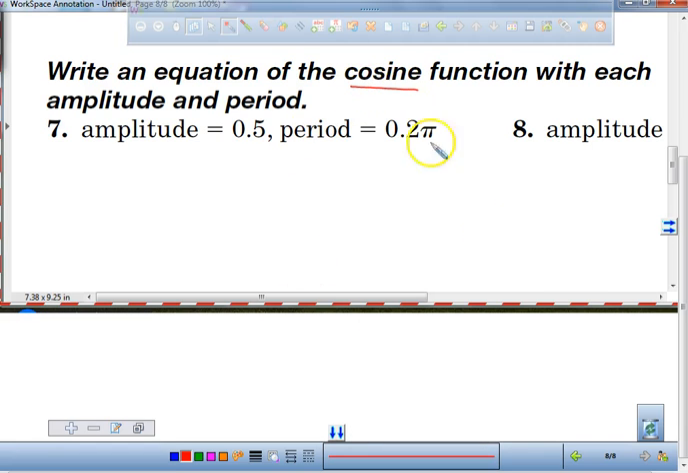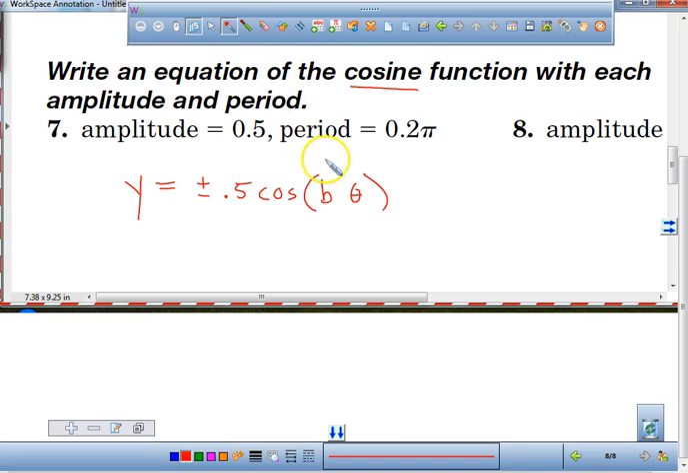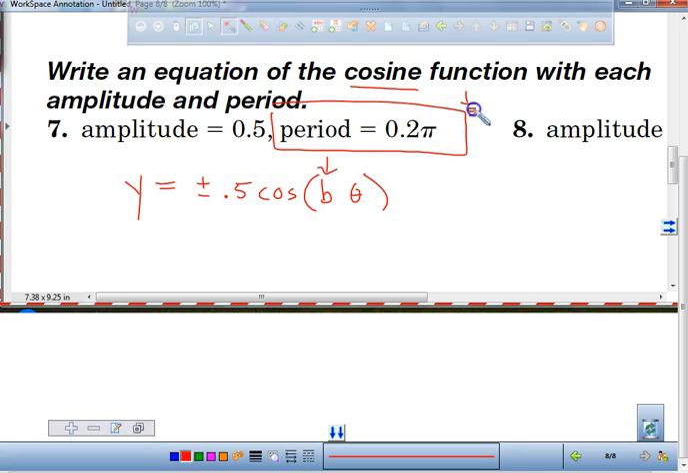Right now we're trying to find a cosine function. So right now I'm going to write y equals, what was our amplitude? 0.5. So I'm just going to put plus or minus 0.5 times the cosine of b theta. So what am I trying to find right now? I'm trying to find my value for b. Now it says our period is equal to 0.2 pi. If you don't know this, 0.2 is 1/5. Right? 2/10 is equal to 1/5. So they could have also said the period is 1/5 of pi.